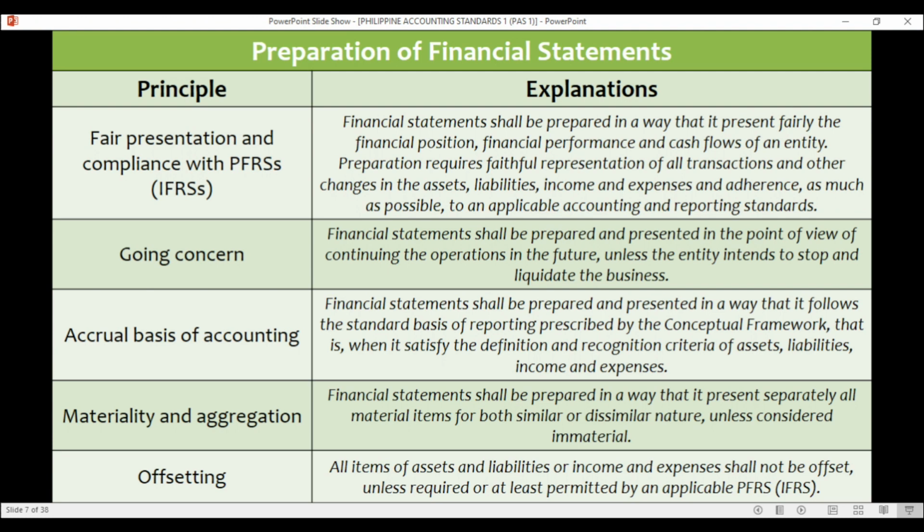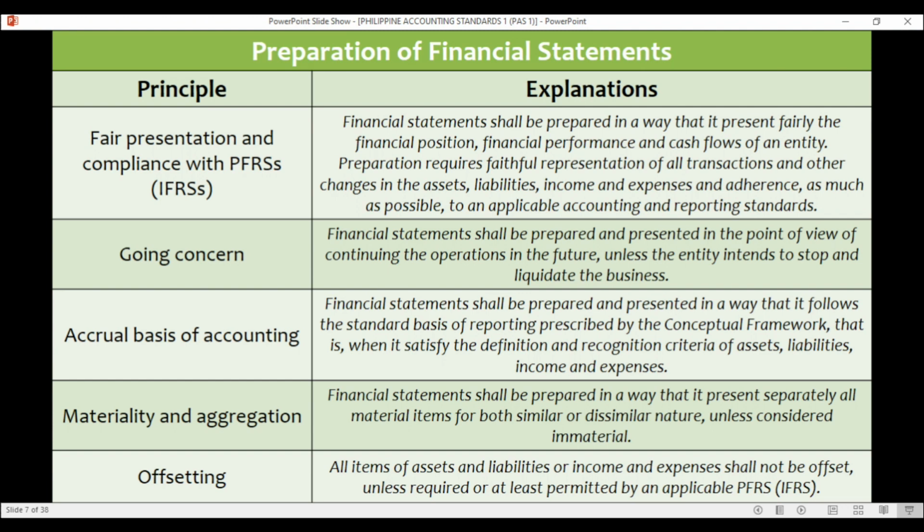Materiality and aggregation. Financial statements shall be prepared in a way that it presents separately material items for both similar and dissimilar nature unless considered immaterial. Meaning the assets that are material in amount, or other line items that are material in amount, should be presented separately.